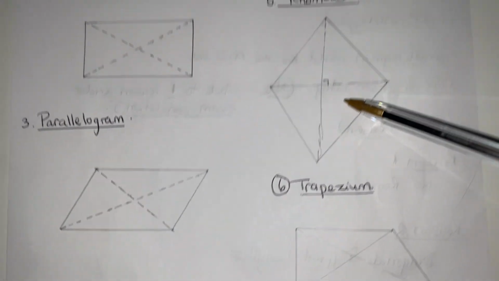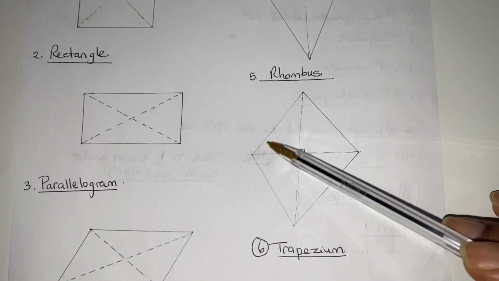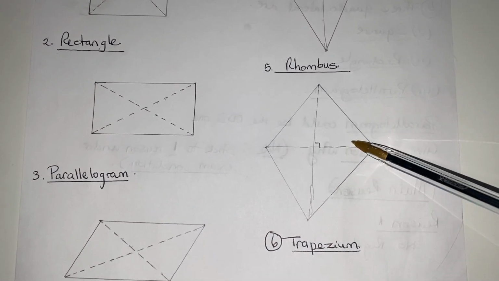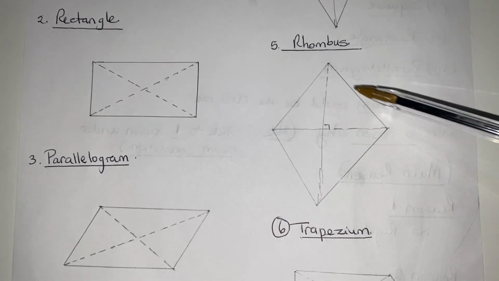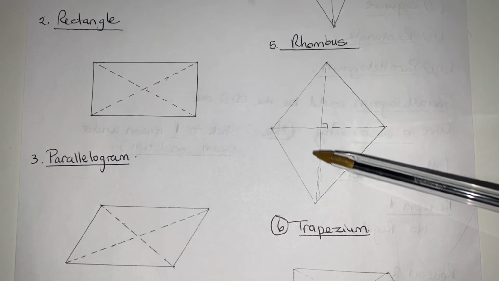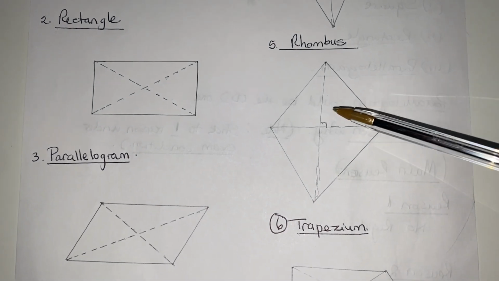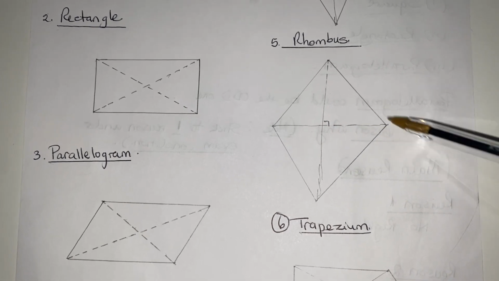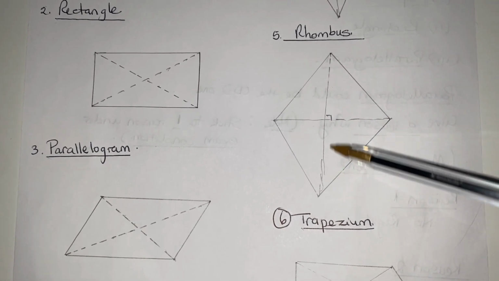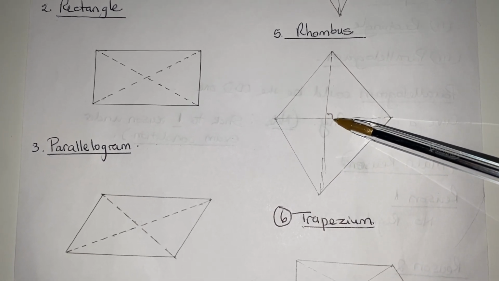Here, because it has equal sides, but it is not exactly a square, it's a bit slanted. If you put in diagonals, it will meet at right angles.